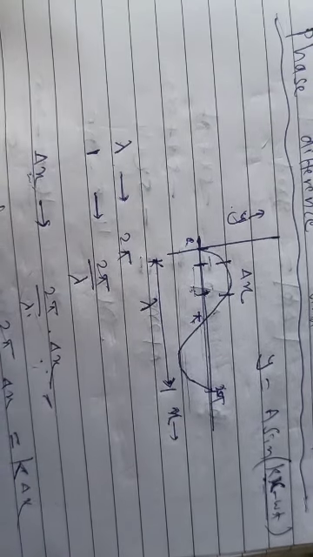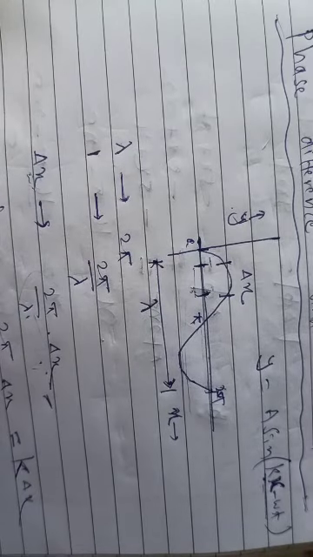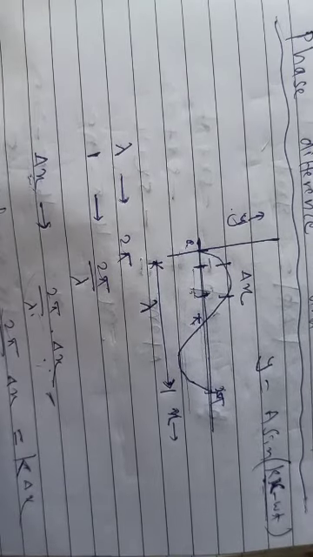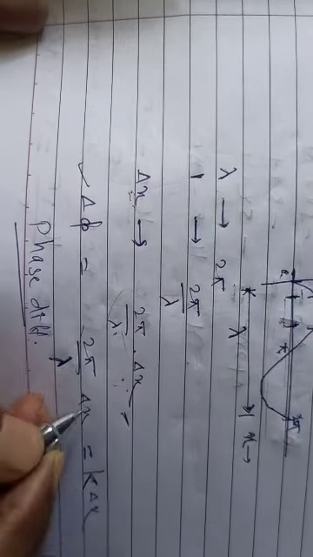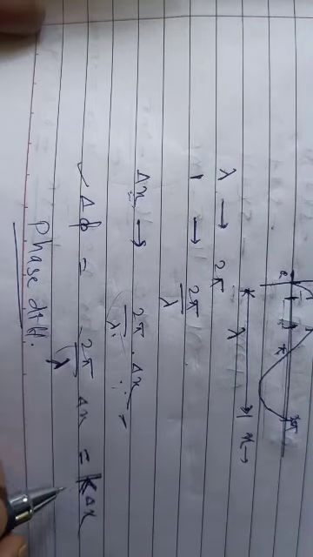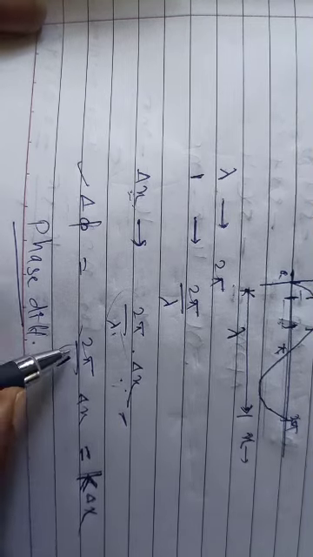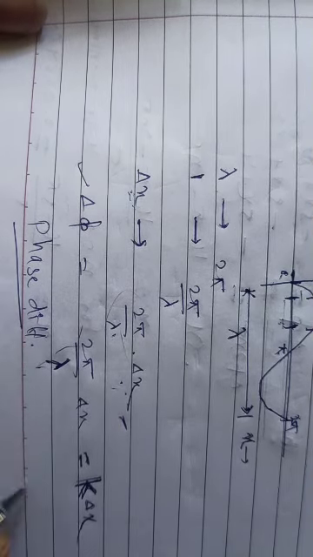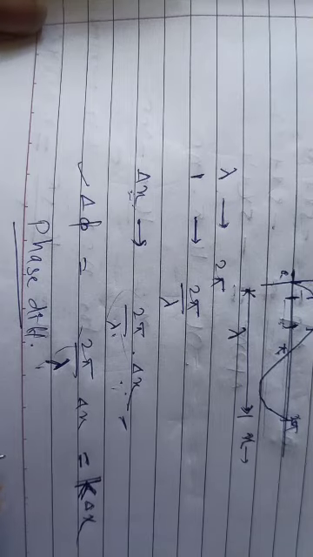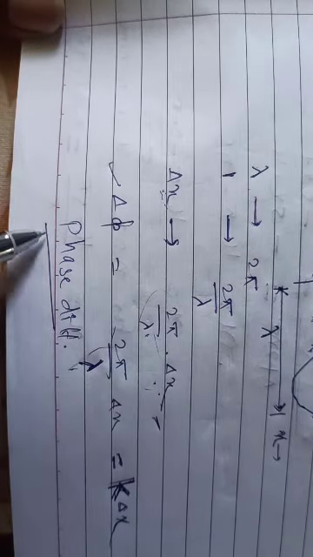So delta phi you can say is equal to 2 pi by lambda into delta x, and we know that 2 pi by lambda is equal to k, that is the angular wave number, generally written as wave number also. Okay, k delta x. In NCERT they have used angular wave number, so you can remember that 2 pi by lambda is equal to k, and 1 by lambda is the wave number. So this is the phase difference.